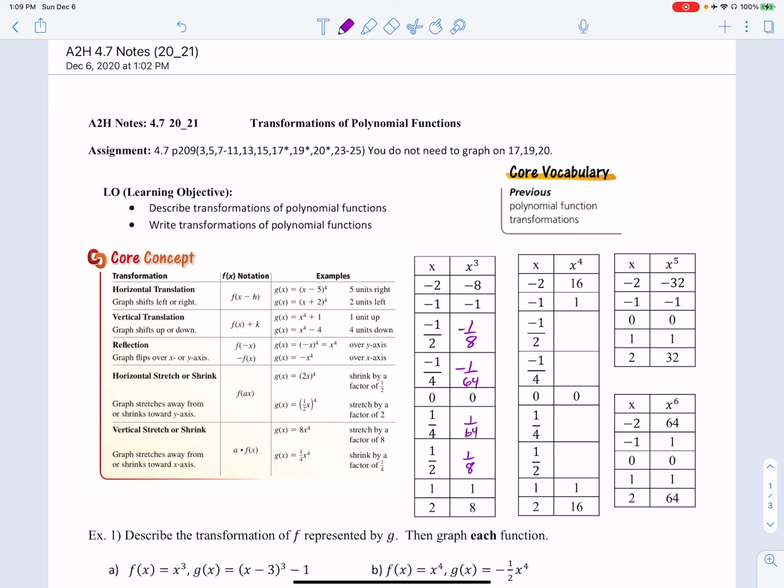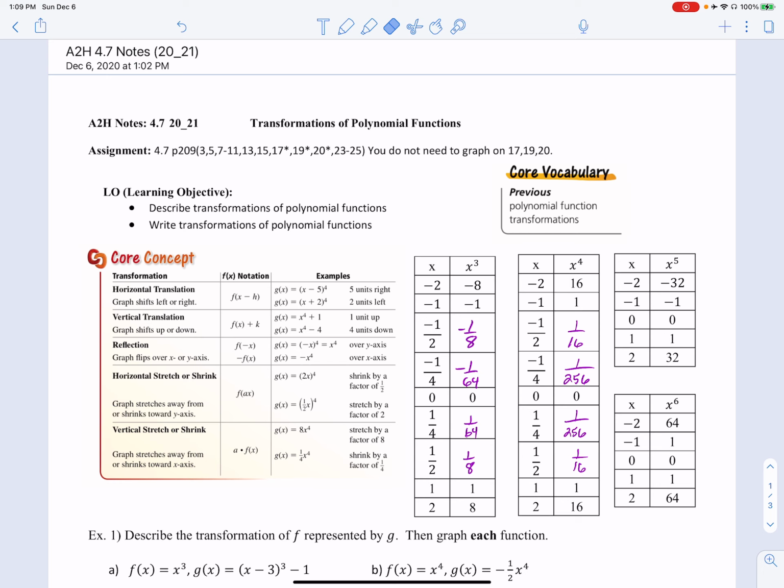And for x to the fourth, this should be a positive 1/16. Should be 1 over 256. Positive 1/4 is also 1 over 256. And 1/2 is 1/16. So those are some basic points that you should know on x cubed, x to the fourth, and then also x to the fifth and x to the sixth.